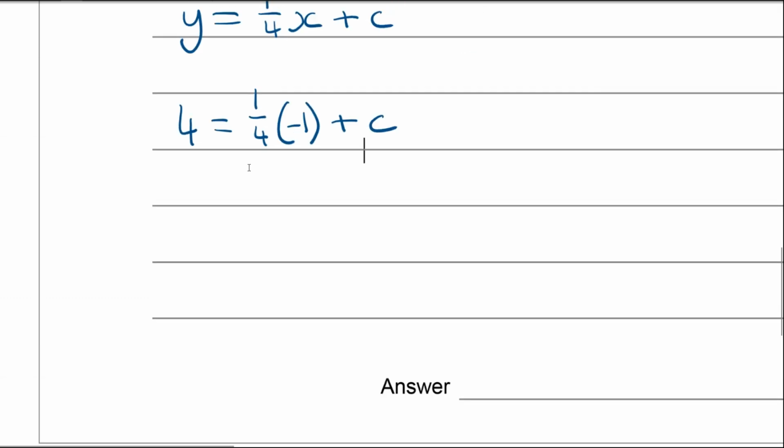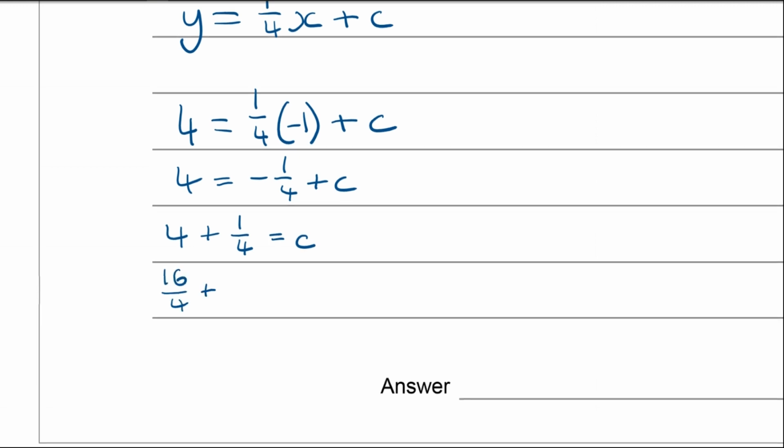So in this case, 4 equals -1 over 4 plus c. We're now going to add a quarter to both sides. So 4 plus 1/4 equals c. 4 is equal to 16 quarters. And then we add a quarter to that. We're going to have 17 quarters. And that's equal to our c.